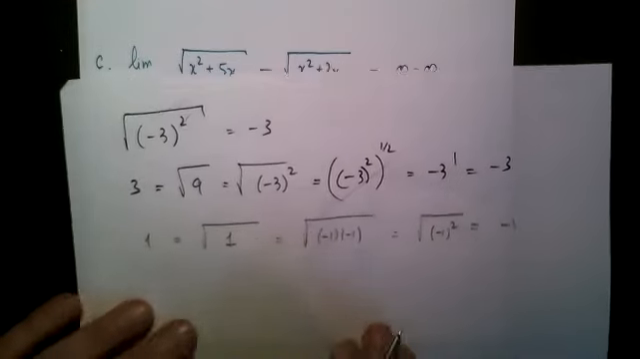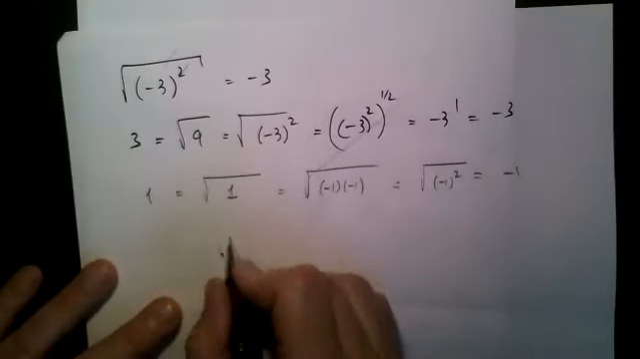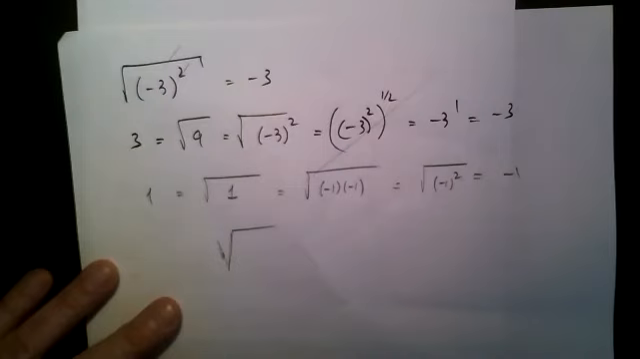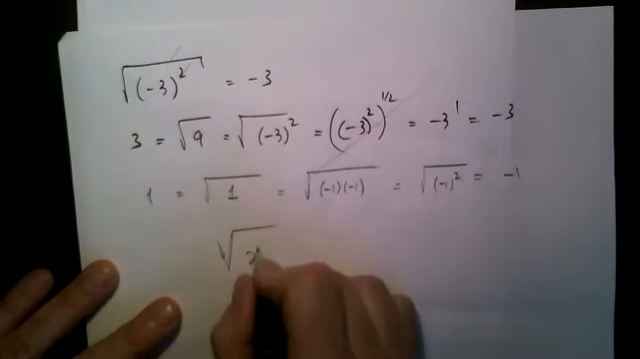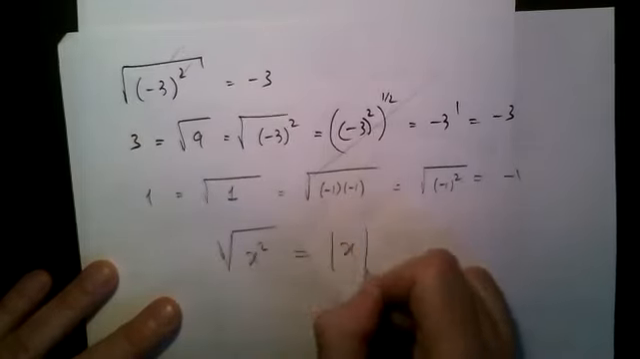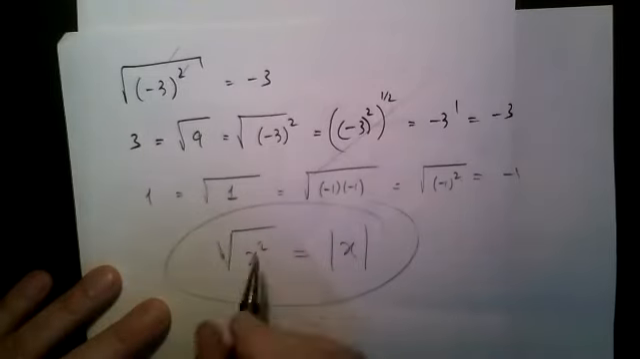So the rule for this is that the square root of x2 is always equal to the absolute value of x. The square root is a positively defined function. Thank you. No problem.